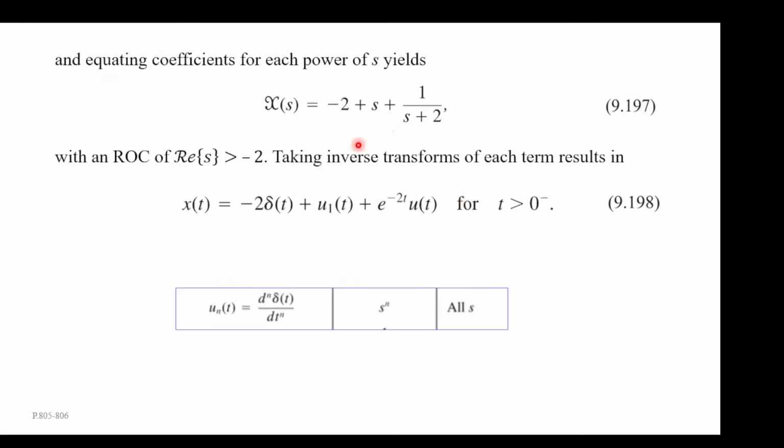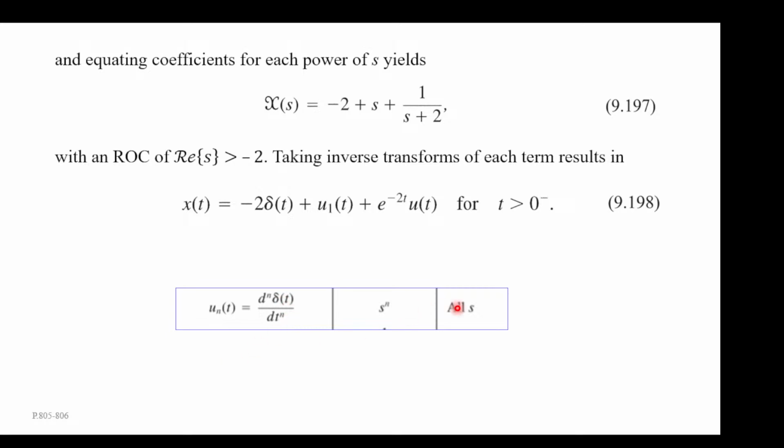And then once in this form, once again you can do the inverse unilateral Laplace transform. So you just pick the ROC to be the right part. So the ROC will be Re(s) greater than minus 2, and the minus 2 inverts to minus 2 delta function, and s inverts to u1, and 1 over s plus 2 once again inverts to e to the minus 2t u of t.